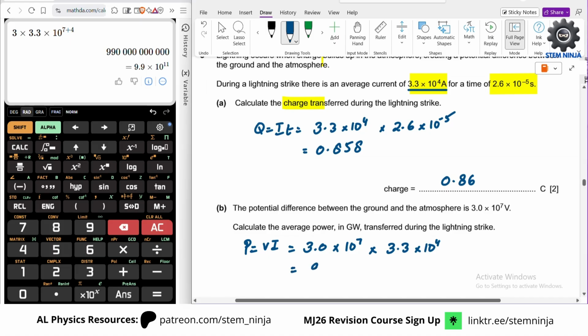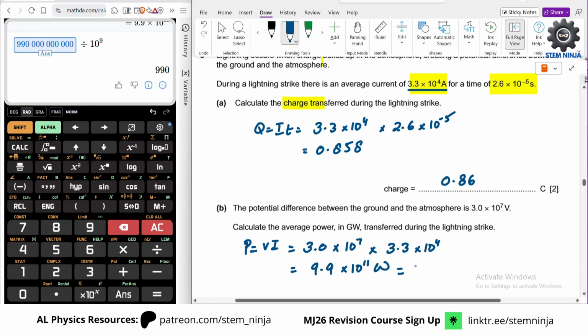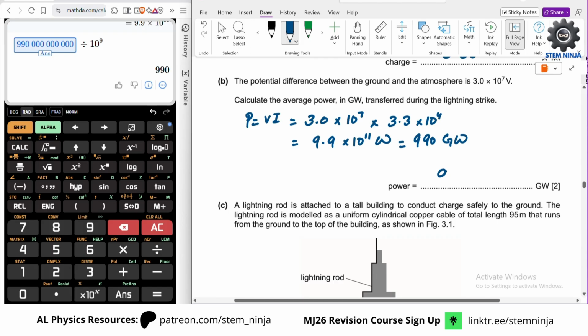Now we need this in gigawatts. So we just simply divide this number. Giga is 10 raised to the power 9, we get 990. And this is already in two significant figures, so that's fine for us.